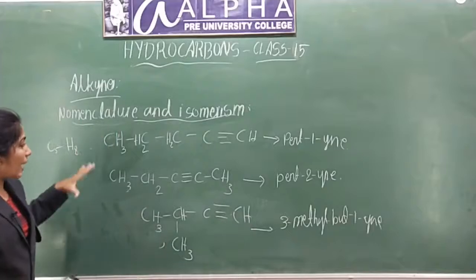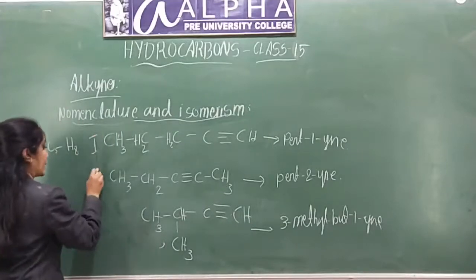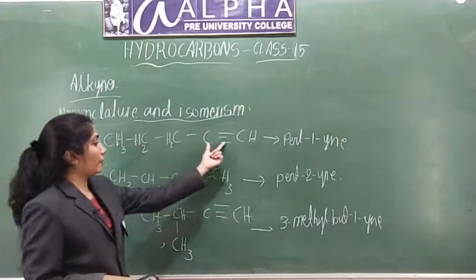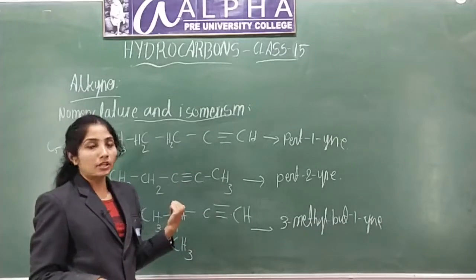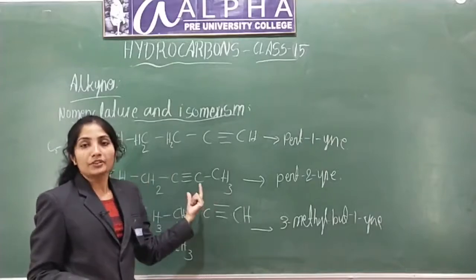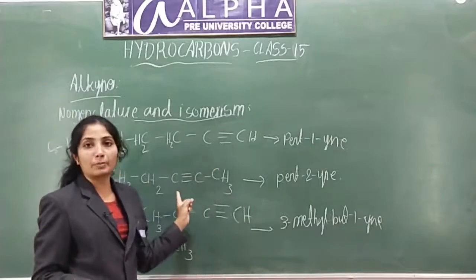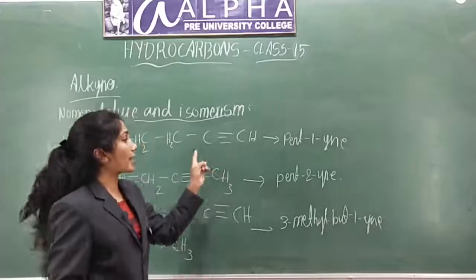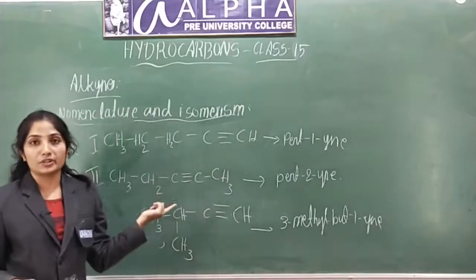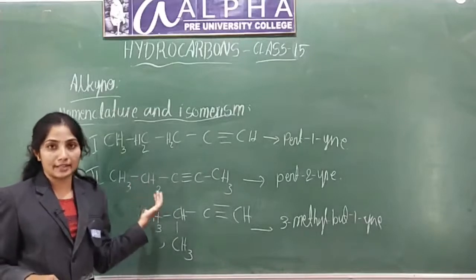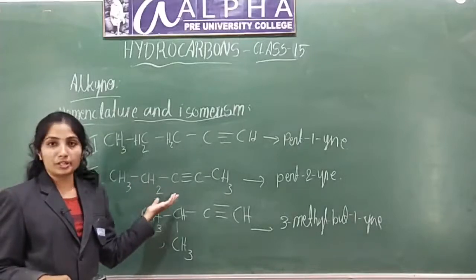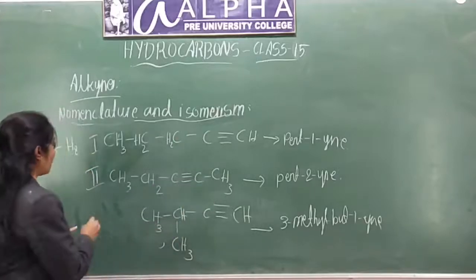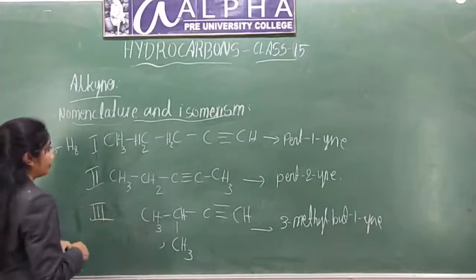Compare these two compounds, the first compound and the second compound. What is the difference? Only the position of the triple bond. Both are straight chain compounds. They differ only in the position of the triple bond. So these two are examples of position isomers. I took an example of butyne last time, 2 minutes before, and now it is pentyne. They show position isomers.